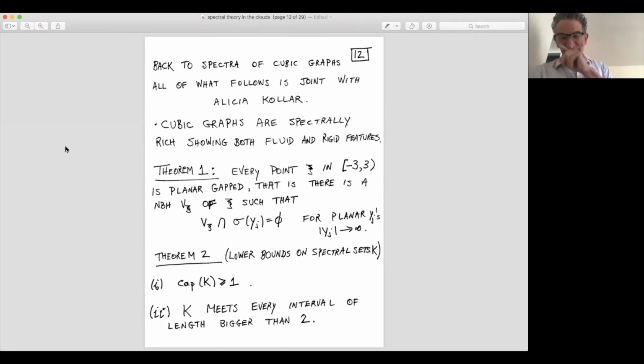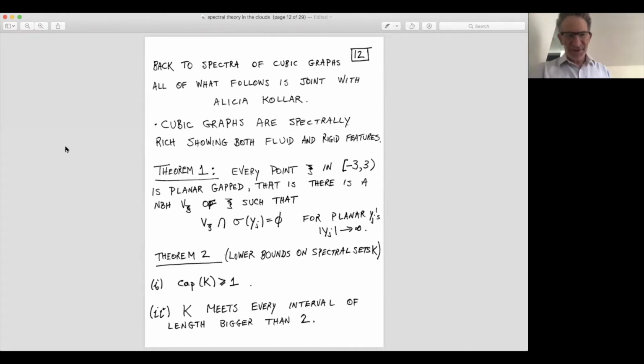Remember, I didn't explain this, but the expander graphs cannot be planar, because of a well-known min-cut theorem for planar graphs, probably the sharpest version due to Lipton and Tarjan. It says that if you have a sequence of planar graphs whose size goes to infinity, then you can't gap the point 3. Say I'm talking about 3 regular graphs. So this is quite subtle, especially at the top.